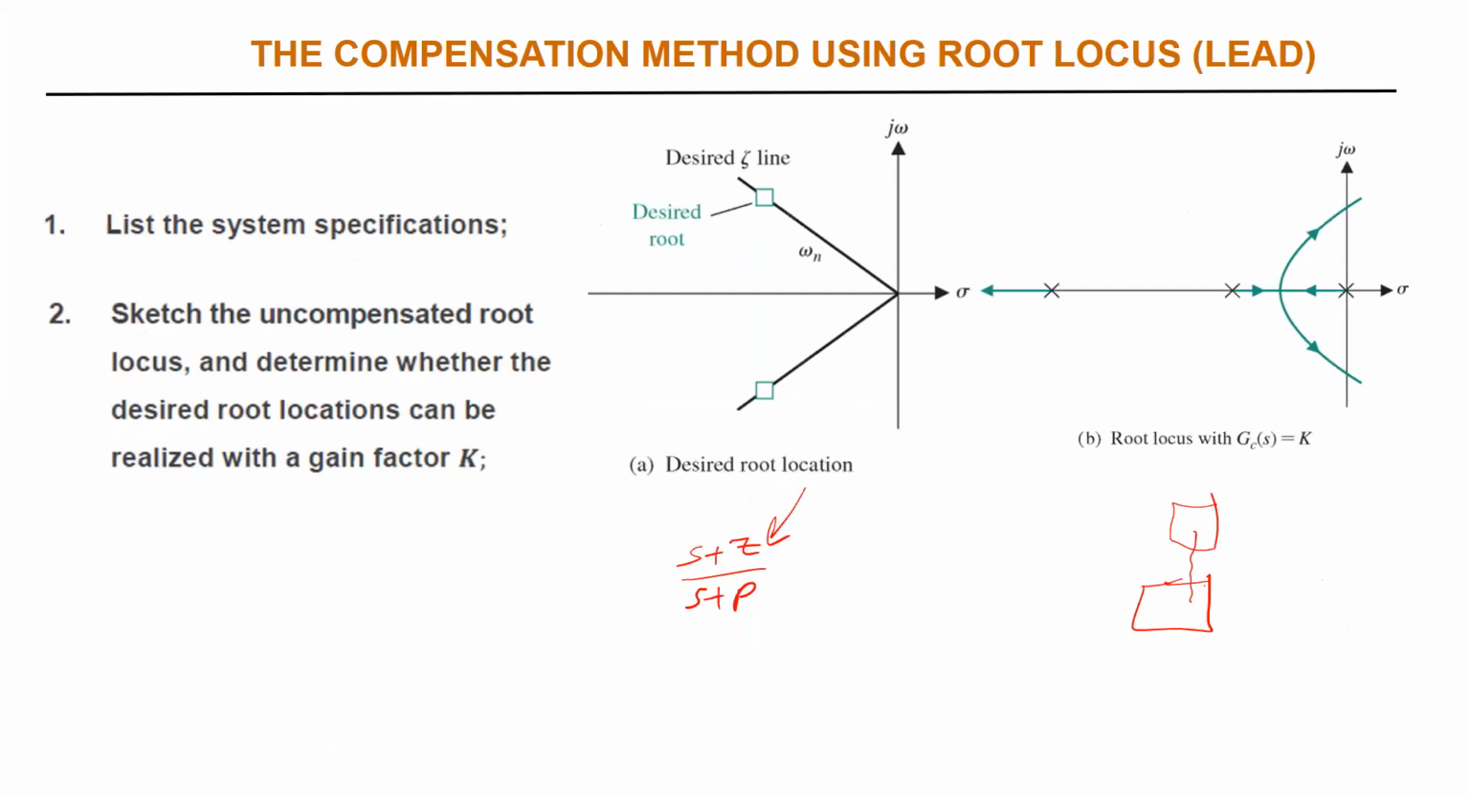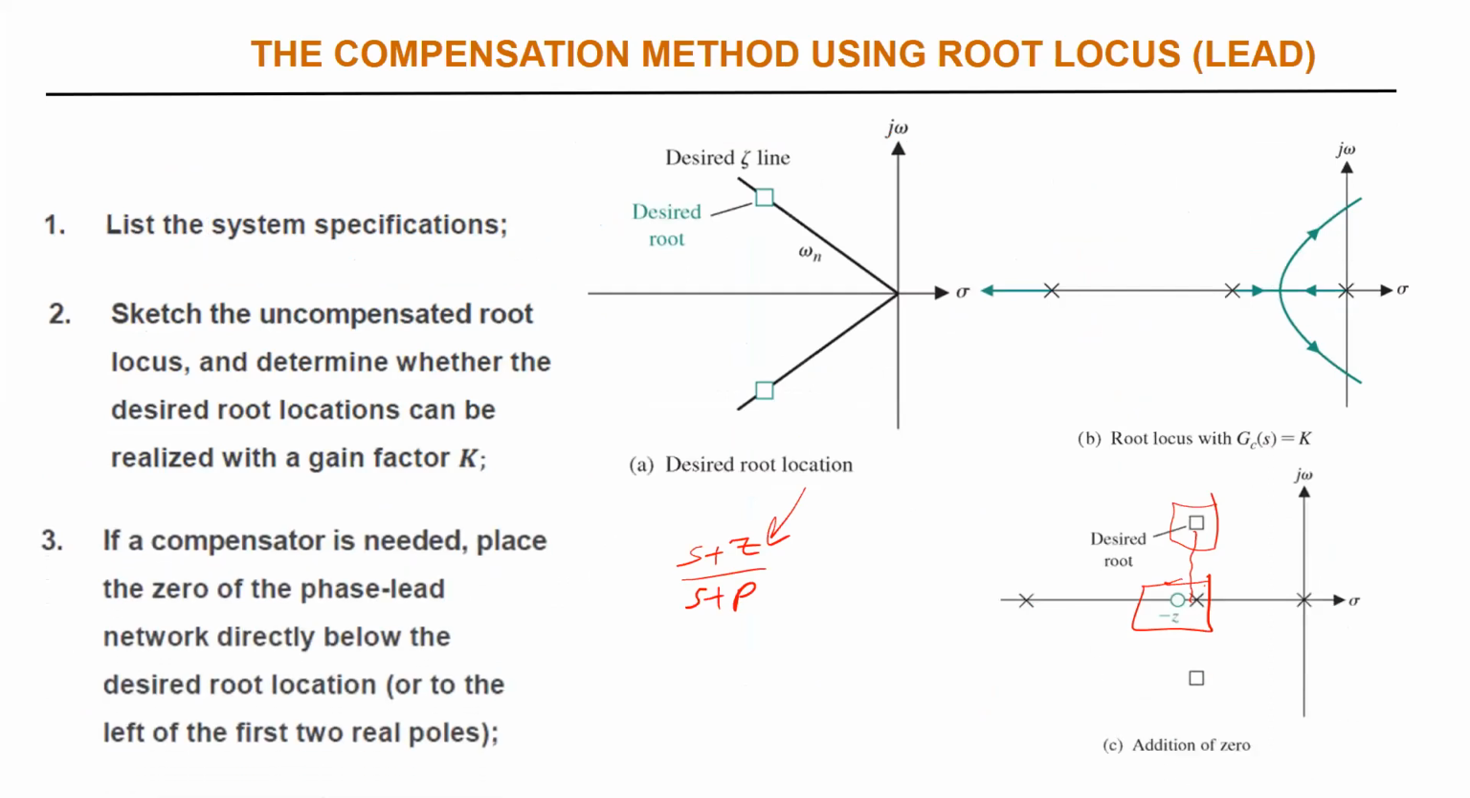List of the specification. Then, if it's satisfied, fine. If not, if the compensator is needed, place the 0 of the phase lead compensator below the desired root location. So it is just given to you that if this is the desired location, just position the 0 here. So this is this distance. So now the 0 is known. You have pole and 0. You have one, find the other.